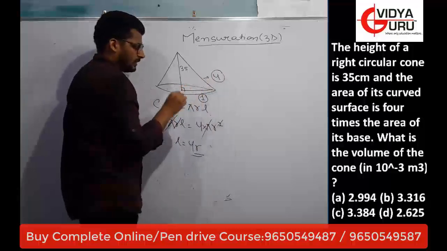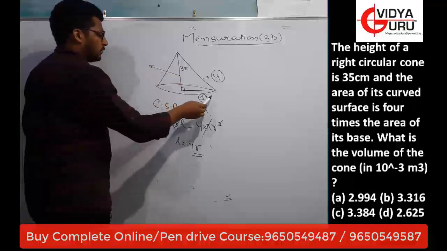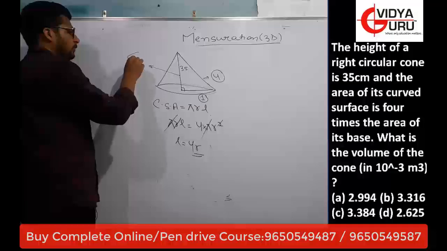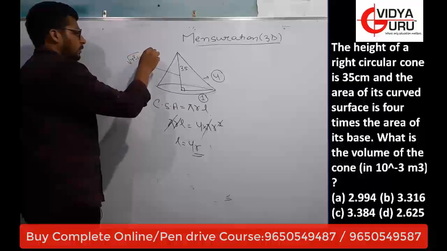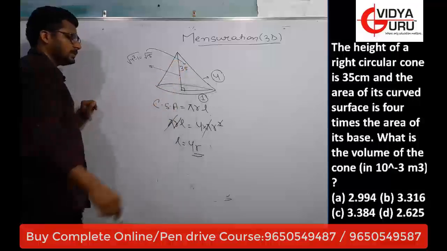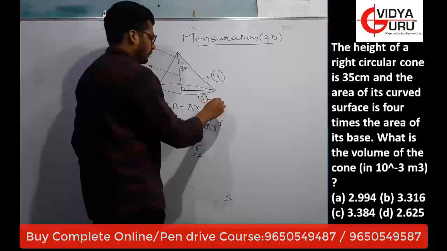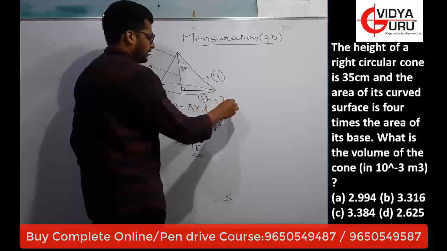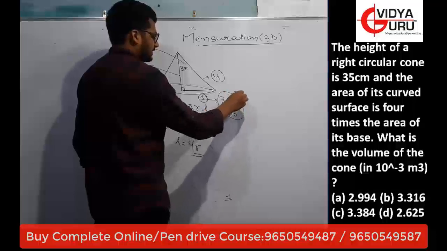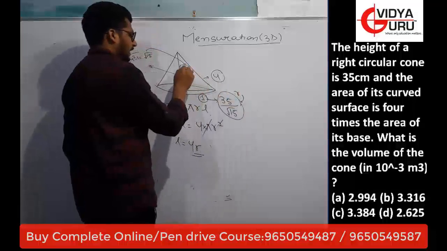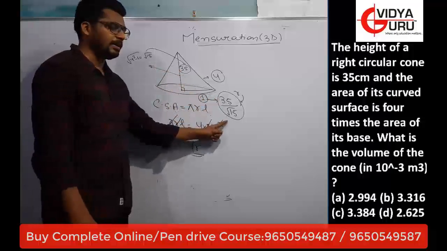This forms a right angle triangle. So if I need to find the slant height, what will be the Pythagoras theorem? 4 square minus 1, this will be root 15. The value of root 15 is 35 according to the question, so I need to find the value of 1. The value of 1 will be 35 by root 15. So this is the radius and this is the height.